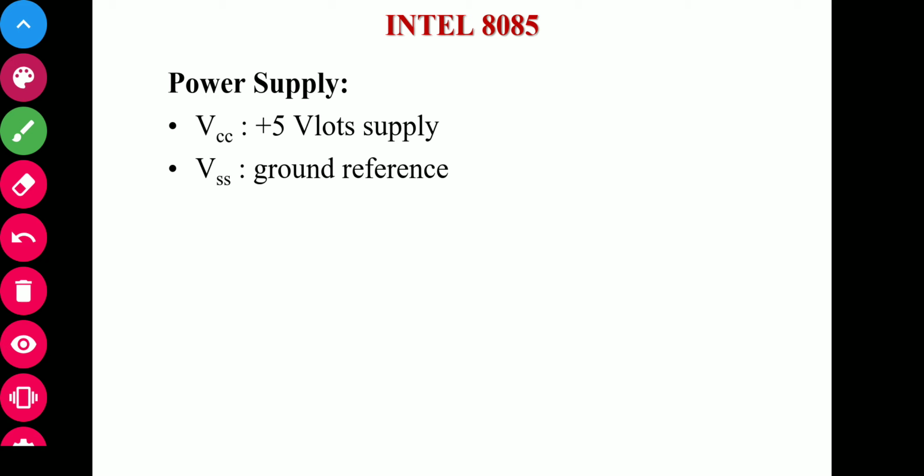Then finally the power supply. We already know it requires a plus 5 V DC power supply to perform the operation in the microprocessor, and VSS is your ground, that is the ground reference. And again, one more concept is there.